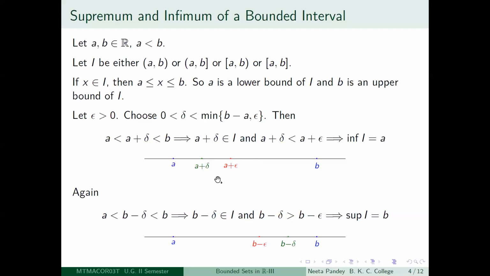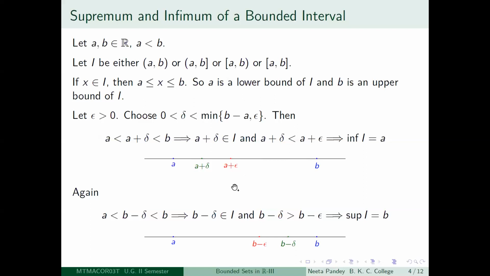I hope I have explained it, that if you take any epsilon greater than 0, then a plus epsilon could be any number which is on the real line. It may be greater than b also. If it is greater than b, then automatically every element in between a and b is going to be less than a plus epsilon. So in that case, your a plus epsilon does not have any chance of being a lower bound of I. So therefore, that part is trivial.